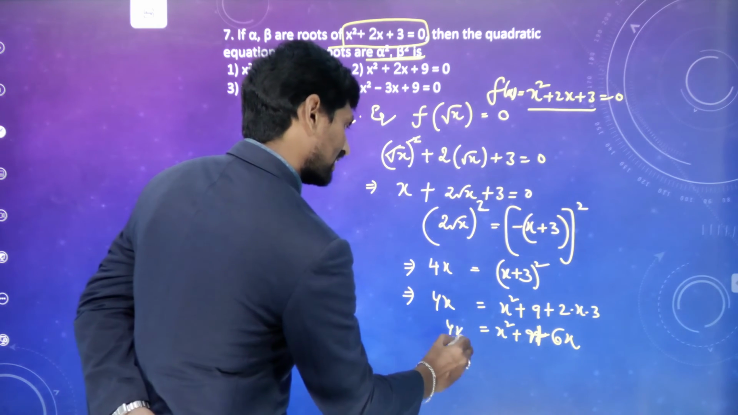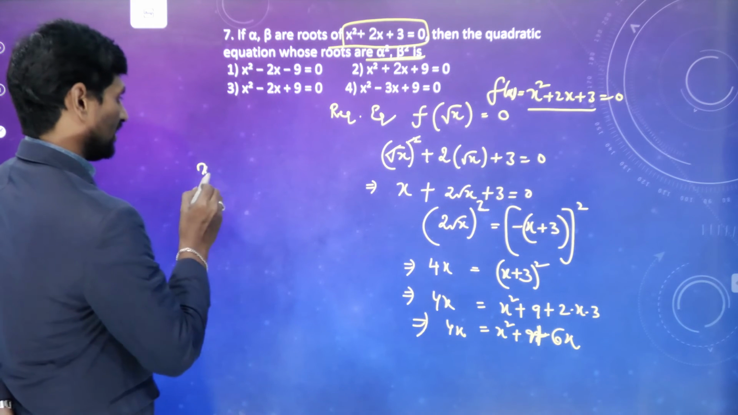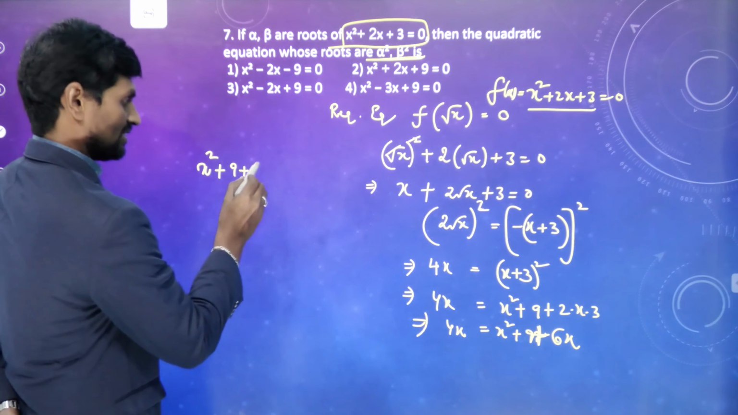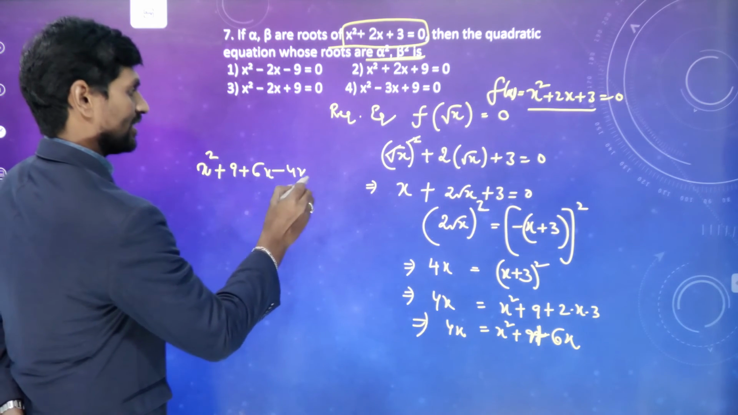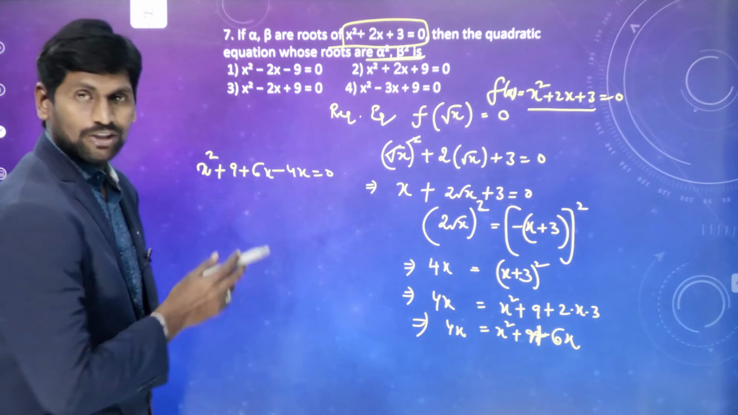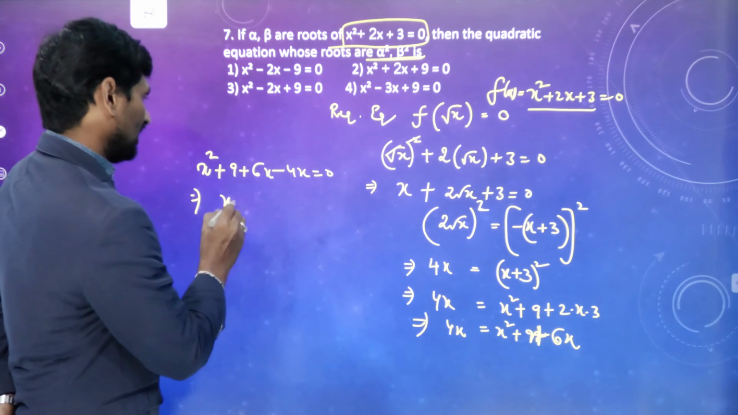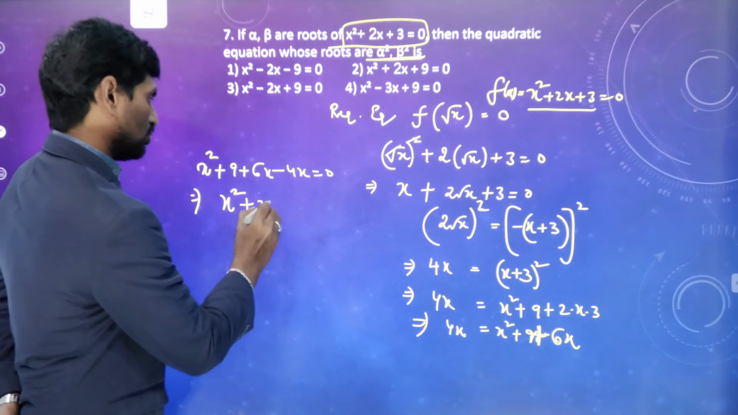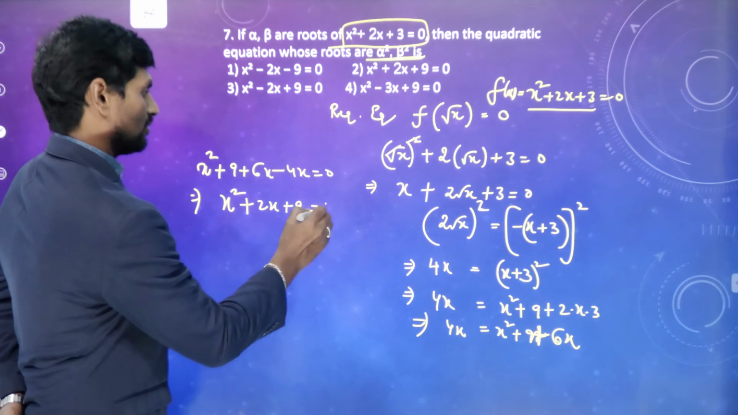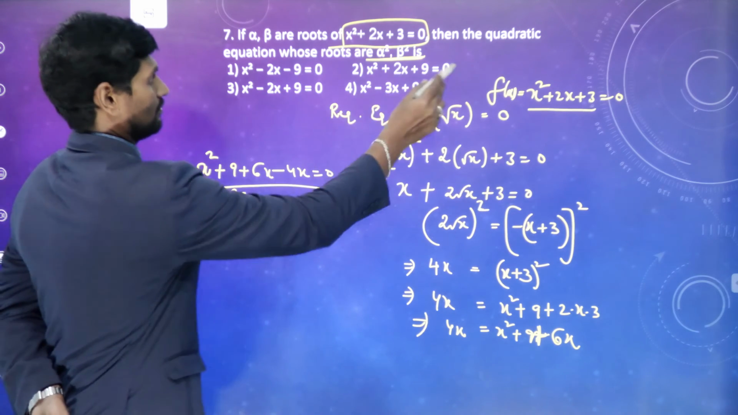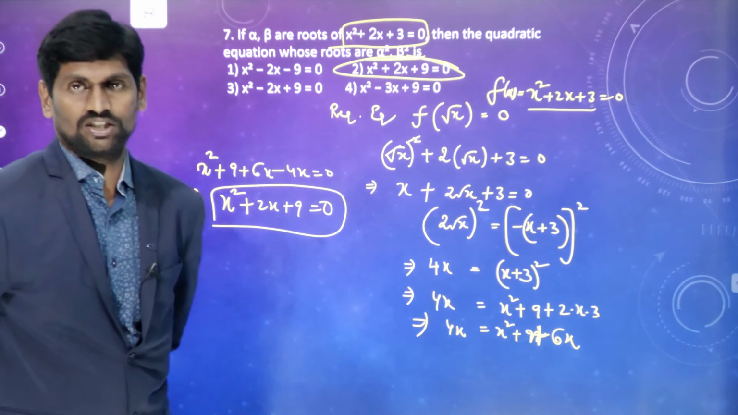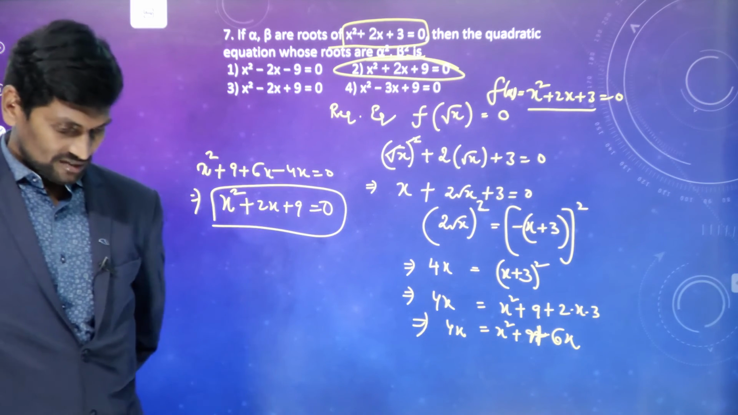4x transpose that side. It will be x square plus 9 plus 6x minus 4x equal to 0. There are two x terms, nothing but x square plus 2x plus 9 equal to 0. That is the second option. Now please note it.